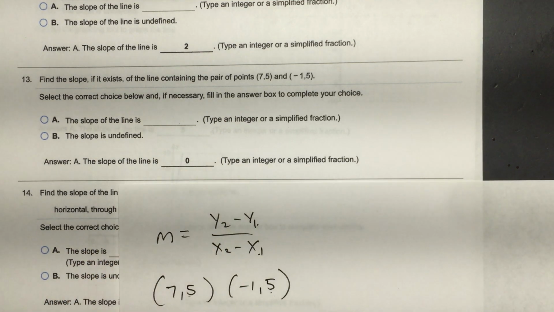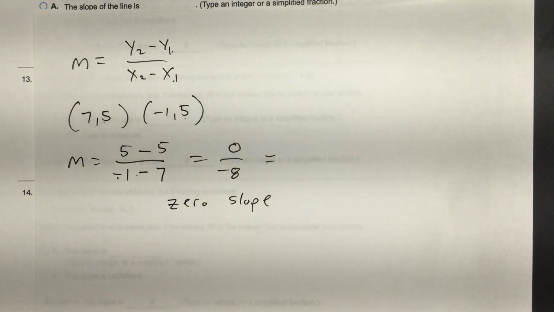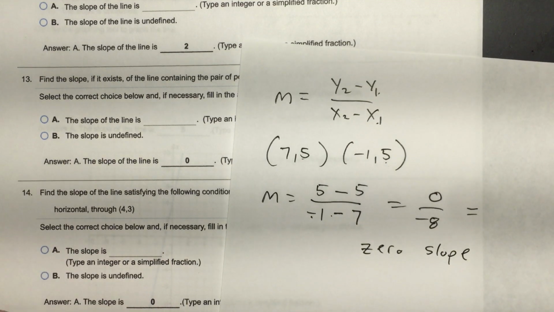Now, had it been on the bottom, had the 0 been on the bottom, it would have been undefined. And so I would select this option right here.